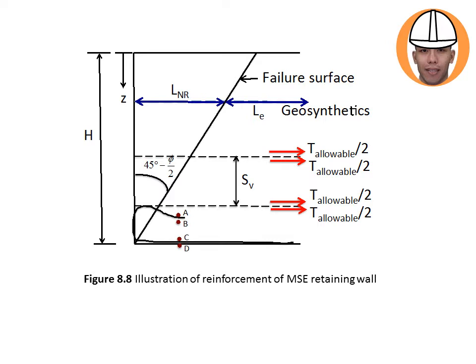So if you have this failure surface, it means that this triangle will erode. So for you to prevent that, you need this reinforcing here, okay, due to this geosynthetic, to resist the possible erosion made by the failure surface.